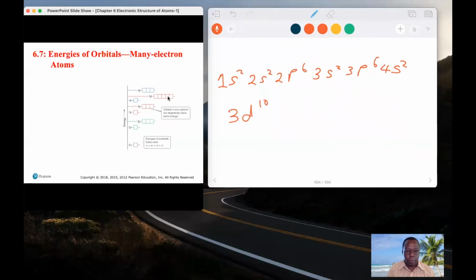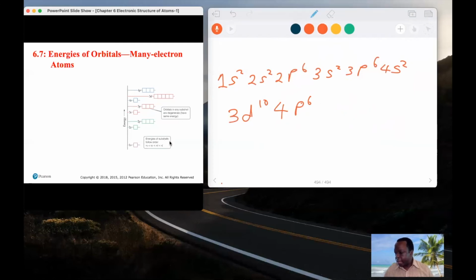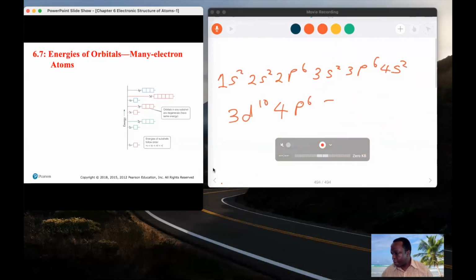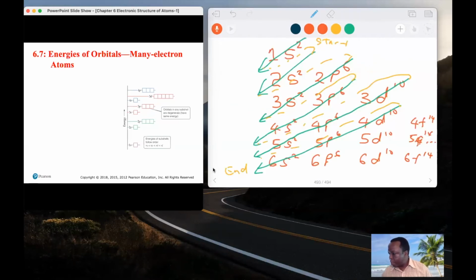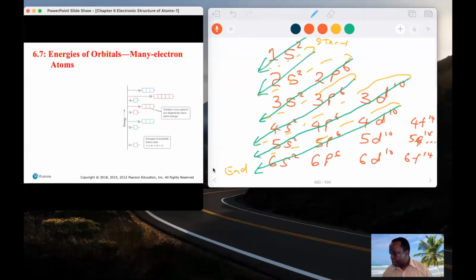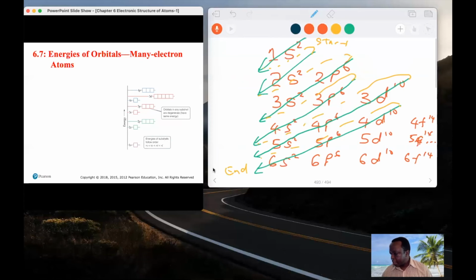1, 2, 3, 4, 5. That is the maximum number of electrons. And then you go to 4p6. You see 4p6, because each orbital here takes a maximum of 2. That is the 6 right there. After 4p6 here, you go to 5s2. And then from 5s2, you go to 4d10. And then what? 5p6 and 6s2.